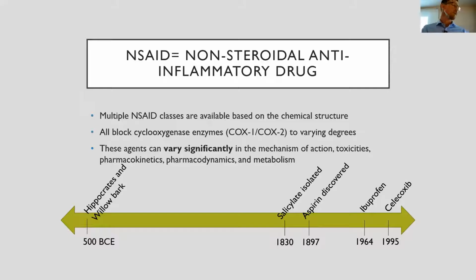So there are multiple NSAID classes. All of them have one thing in common: they block cyclooxygenase. Now, there are a couple of different cyclooxygenase receptors, and the NSAIDs do vary in their affinity for COX-1 versus COX-2, and that is going to lead into some of the differences when we talk about prescribing NSAIDs and whether you would want to use this one or that one. That's going to lead into some of that discussion. So these agents do vary quite a lot in their mechanism of action, their toxicities, their pharmacokinetics, etc.